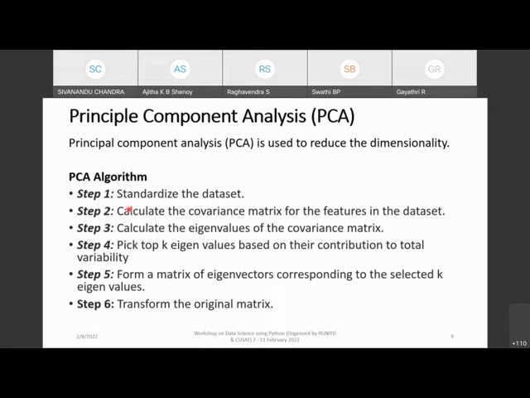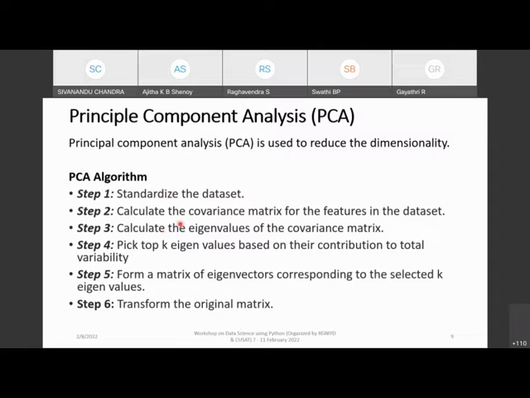The PCA algorithm has 6 steps. First step is standardize the dataset. Second step is calculate the covariance matrix for the features in the dataset. Third is calculate the eigenvalues of the covariance matrix. Fourth is pick the top k eigenvalues based on their contribution to total variability. Fifth step is form a matrix of eigenvectors corresponding to the selected k eigenvalues. Then transform the original matrix. These are the steps used in the PCA algorithm. We will see each of the steps in detail.